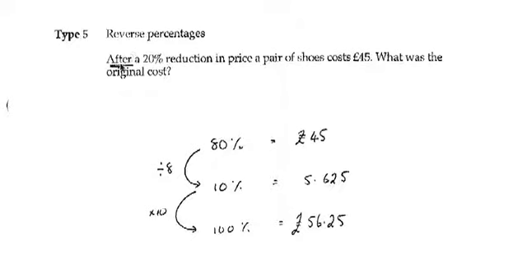So again, ask yourself how this question would change if the question said after a 12% increase. What would change would be that instead of saying 80% here, we'd say 112% of what we used to have was worth 45. So then I'd divide both sides by 112 to get to 1%, times by 100 to get to 100%.